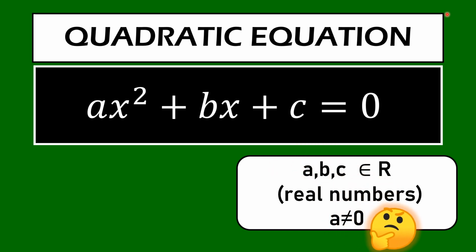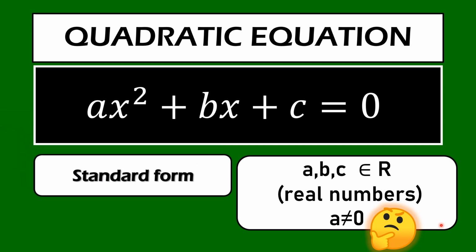Okay, why? Because if a is 0 in this equation, then this term becomes 0, right? And our equation will no more be quadratic, it will be linear, right? That's why a is not equal to 0 and a, b, c are real numbers, and this form is the standard form of quadratic equation, right? So any equation which can be rearranged in this form, where a, b, c are real numbers and a is not equal to 0, is the quadratic equation, and this form is the standard form of the quadratic equations.